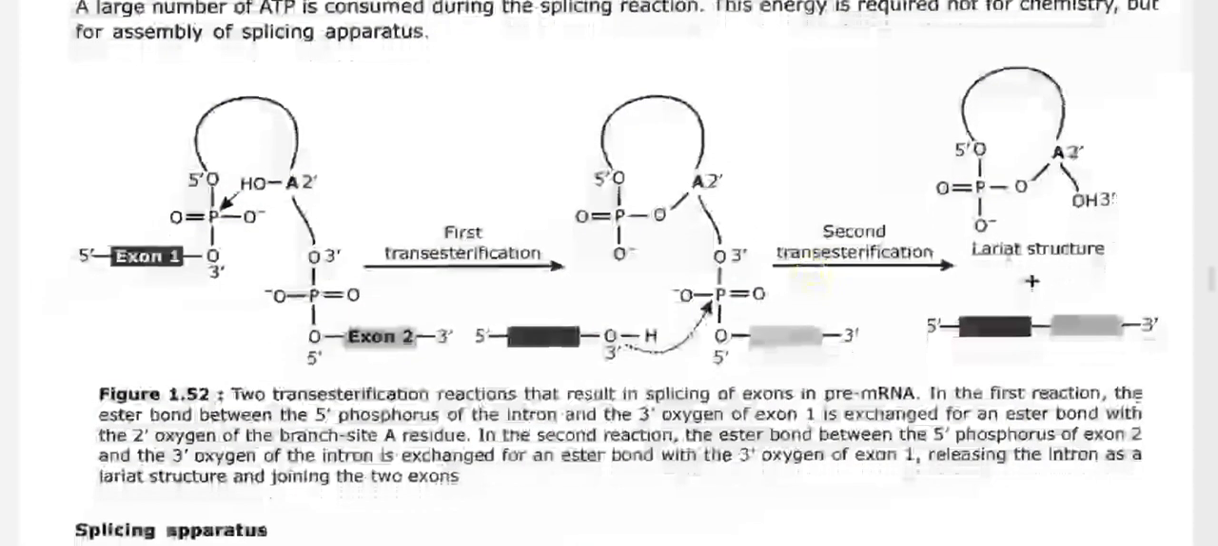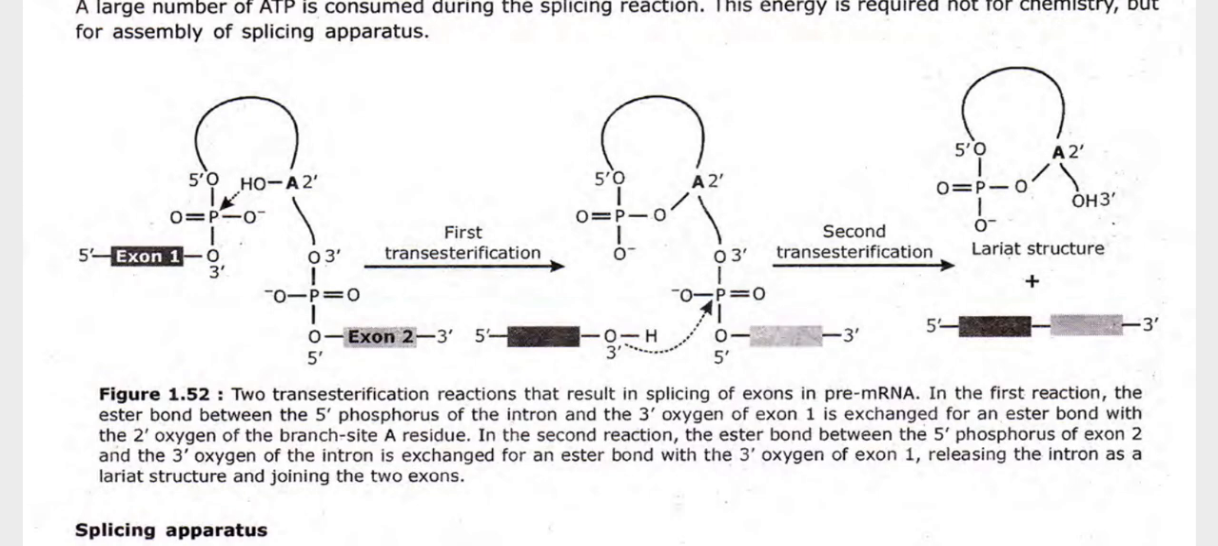Then first transesterification, second transesterification and lariat structure. Exon 1, first transesterification, second transesterification, lariat structure. So two transesterification reactions result in splicing of exons in pre-mRNA.